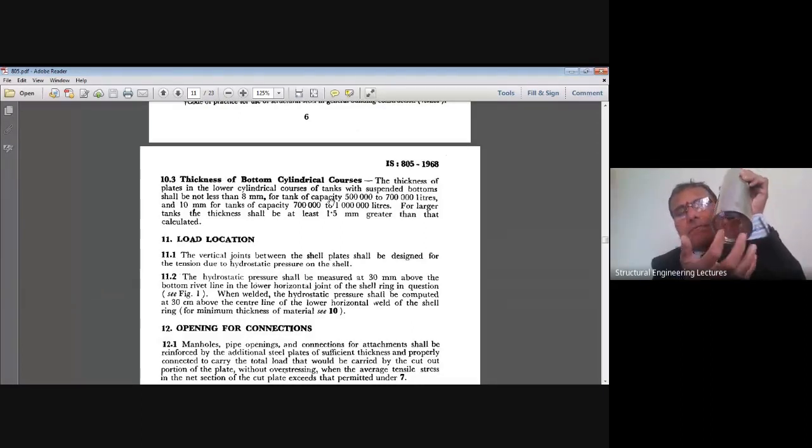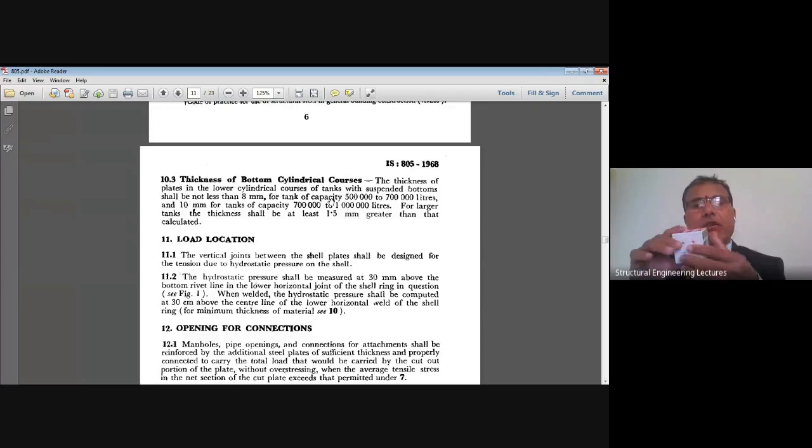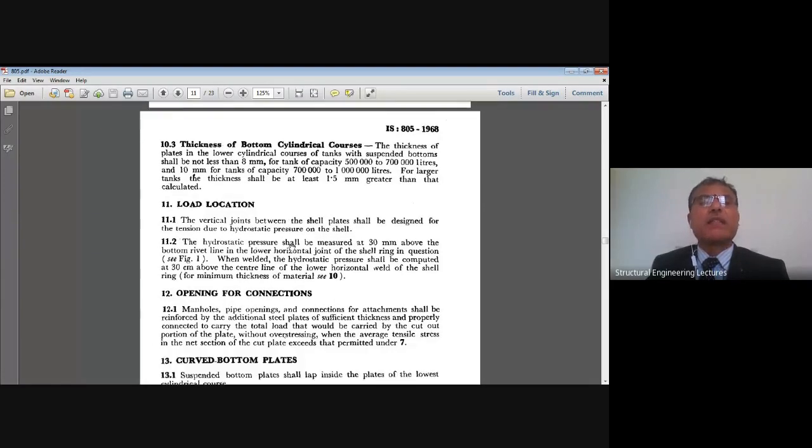This is the bottom plate for cylindrical water tanks, whereas for rectangular water tanks, it is 8 mm for 5 to 7 lakhs, whereas for 7 to 8 lakhs, the thickness is 10 mm. And even if the capacity is more than 10 lakh liters, then you add an extra 1.5 mm compared to the design thickness.